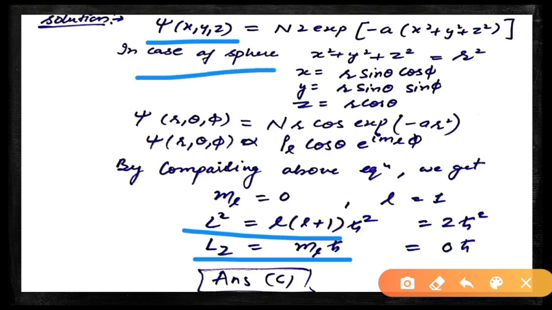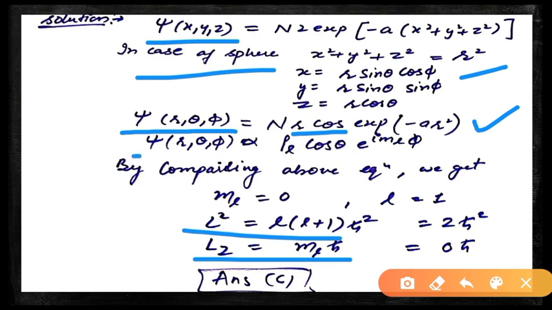So in case of sphere, x square plus y square plus z square is equal to r square. And we know that x is equal to r sin θ cos φ, y is r sin θ sin φ, and z is r cos θ. So just put these values in the given expression and we will get ψ(r,θ,φ) is equal to N r cos θ, because z is r cos θ, and exponential minus a r square.